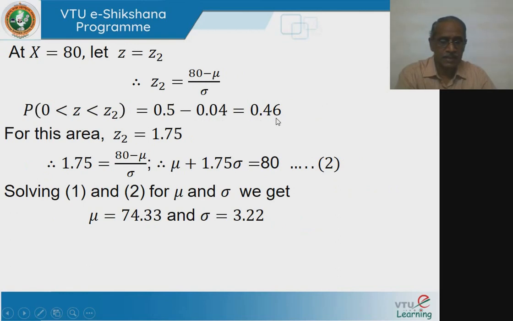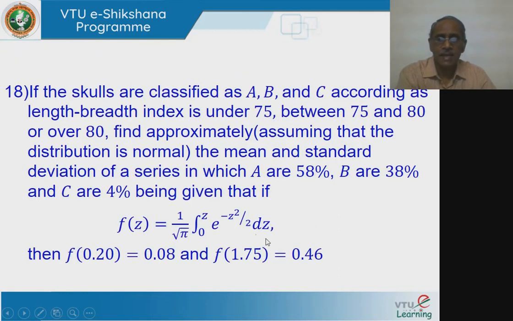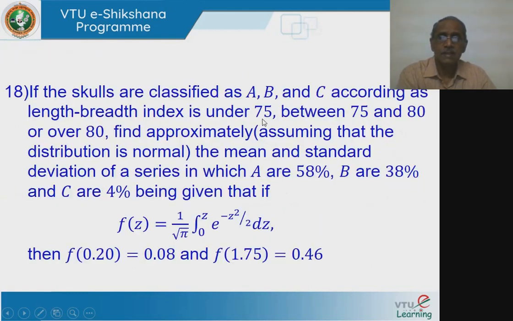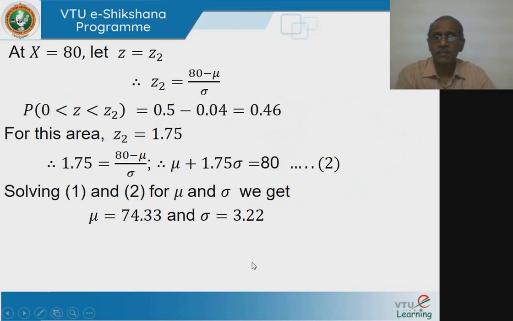For this area, 0.46, the value of z is given to be 1.75. So z2 is equal to 1.75. Substitute the value of z2 here: 1.75 is equal to 80 minus mu by sigma. Therefore, simplifying, you get mu plus 1.75 sigma is equal to 80, equation 2.